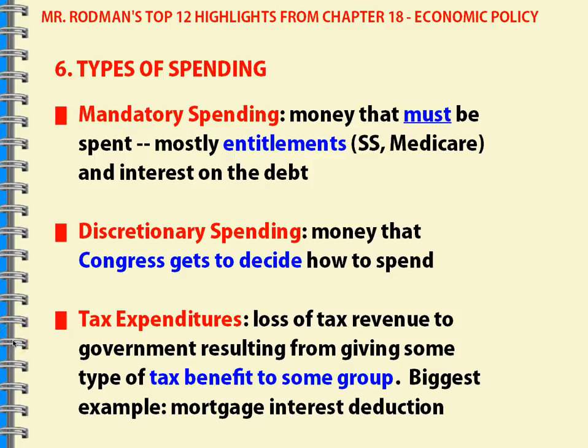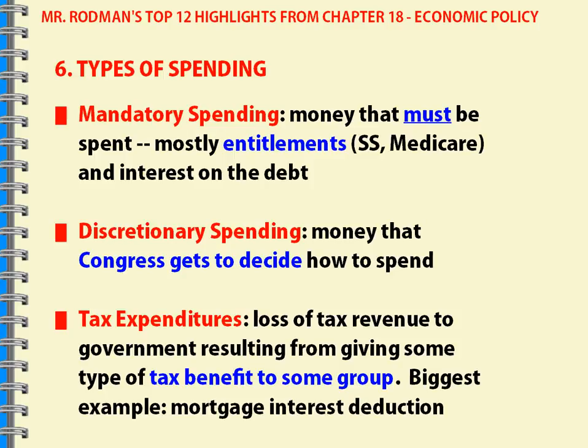Tax expenditures are essentially some type of benefit that's given to a group. Maybe it's a tax cut or a tax benefit to a group. That's a tax expenditure. The idea is you're losing tax revenue in order to give some type of benefit to a group. The mortgage interest deduction is a good example of this, because basically people get to take money off of their taxes for the interest that they've paid on their mortgage. And this is a benefit to that group.